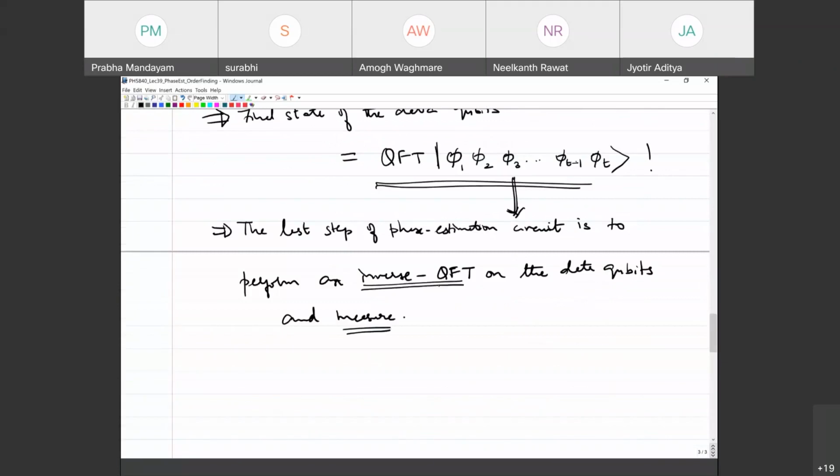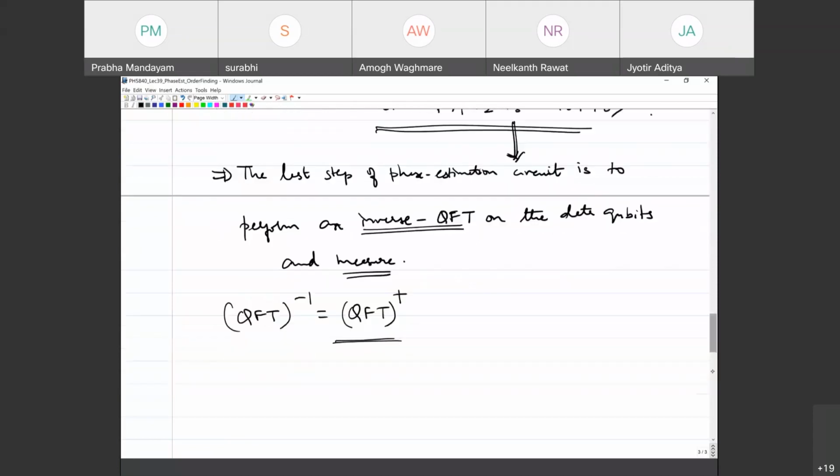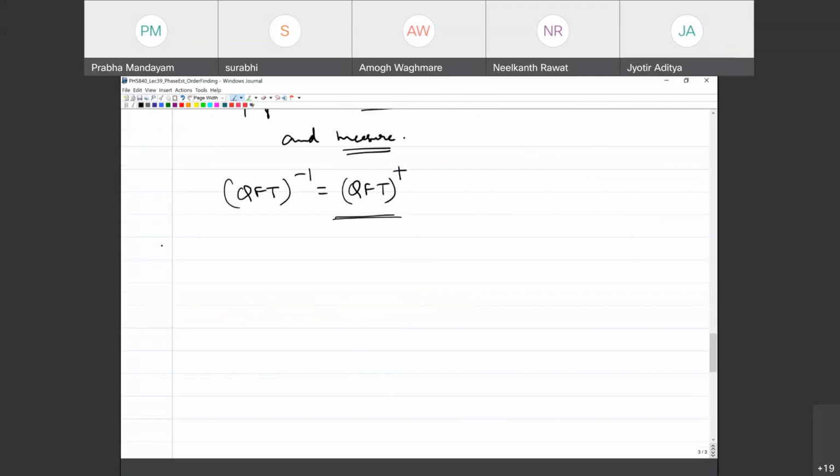So remember, QFT is a unitary transformation. So the inverse QFT is nothing but the adjoint of this transformation. Whatever is the transformation we wrote down last time, the circuit, you'd simply have to take the adjoint of that sequence of unitary matrices, and that will be the inverse QFT, right? So let's draw the full schematic of the phase estimation procedure.